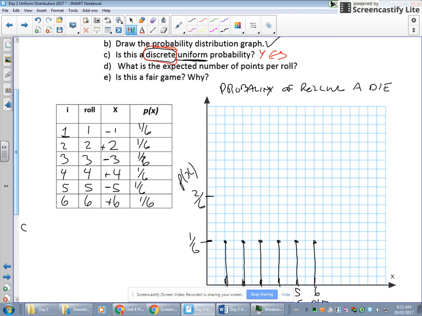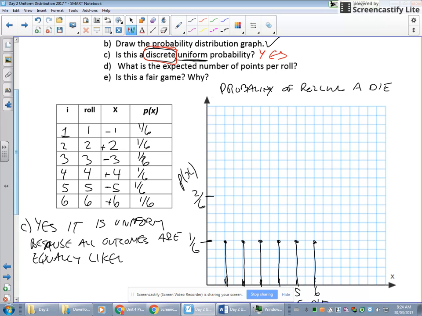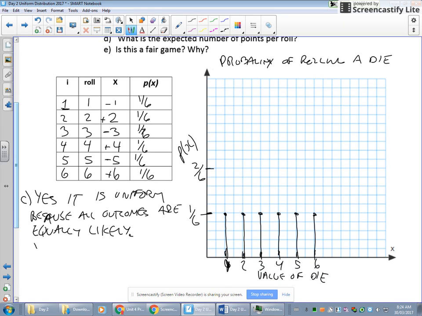Explanation for that. So C, yes, it is uniform because all outcomes are equally likely. And yes, it is discrete because all values are integers. All outcomes are, yes, discrete.